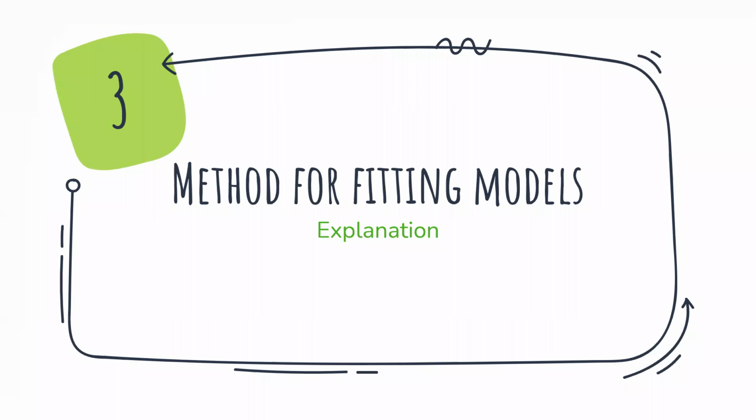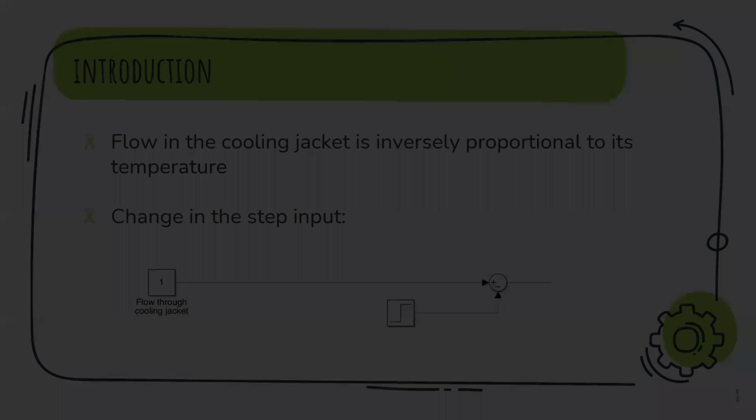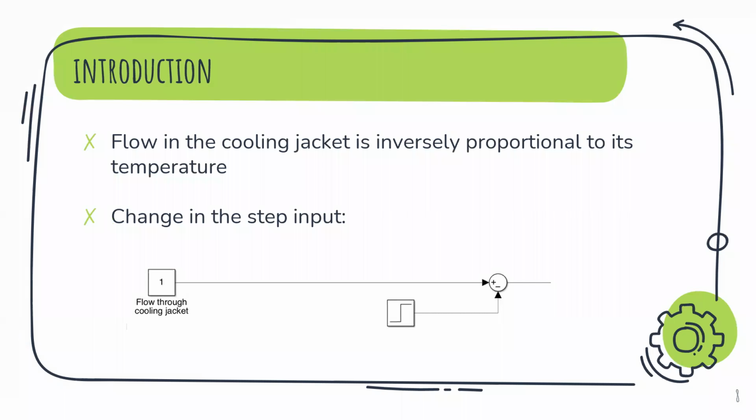So now, for verifying the equilibrium, we use the Simulink model, but some modifications must be made beforehand. The flow through the cooling jacket is inversely proportional to its temperature. Therefore, a negative response will be seen as the flow increases. Therefore, we make a change in the step input as seen right here.